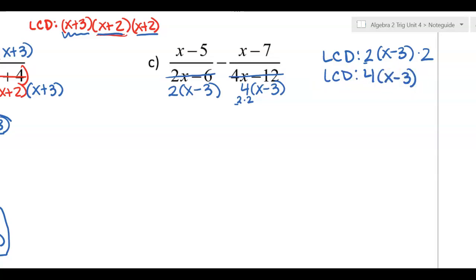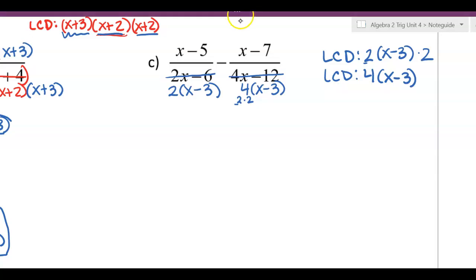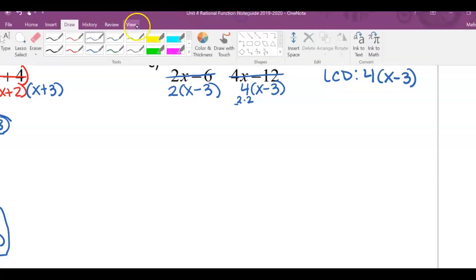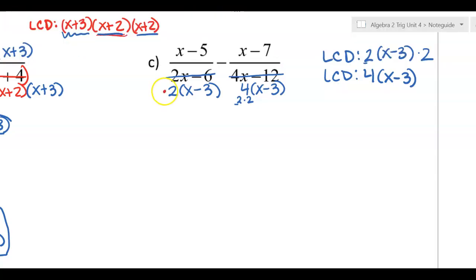Which means that second fraction already has all of those factors in its entirety. It has the common denominator already. I don't have to multiply anything extra in it. But the first fraction needs to be adjusted by a factor of 2. So I'm going to multiply in an extra factor of 2. When you do that, remember that 2 is multiplying the entire numerator of that fraction, the x minus 5.